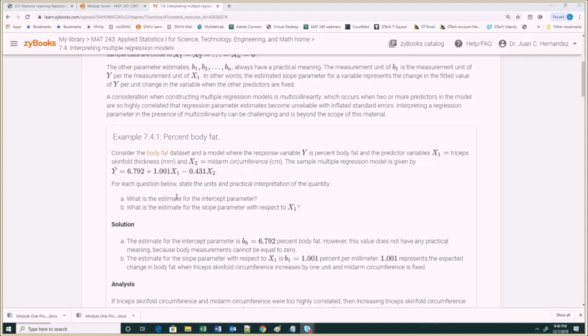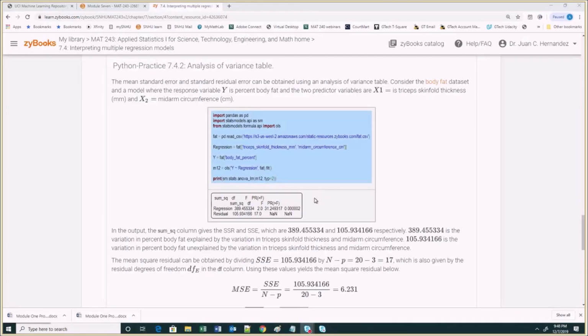Similarly, we can interpret the estimate for x2. The slope estimate for x2 is minus 0.431. How do we do this interpretation? Well, what this means is if we keep the triceps skin fold thickness the same, then a unit change in mid-arm circumference, so if the mid-arm circumference here goes up by 1 unit, then the body fat percentage will drop by 0.431.